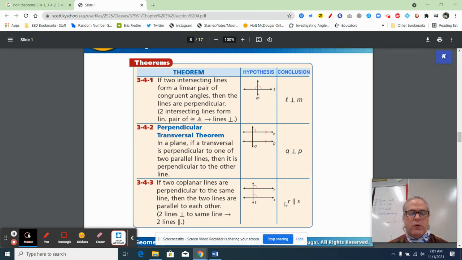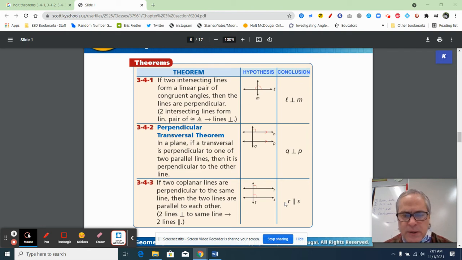Look at 3-4-2. It's called the perpendicular transversal theorem. It has a name, okay? When they have a name like vertical angle theorem or linear pair theorem, you need to know that it's probably something pretty important, something that's probably quizzed or tested upon. It says in a plane, if a transversal is perpendicular to one of two parallel lines, then it's perpendicular to the other line as well.